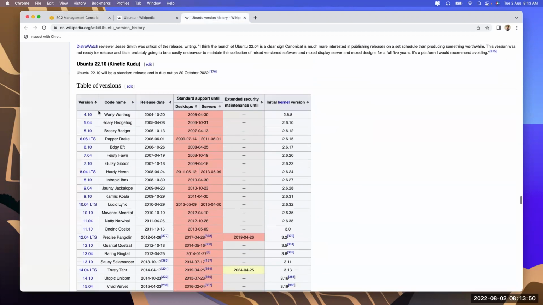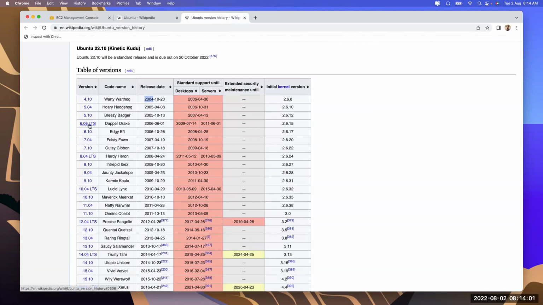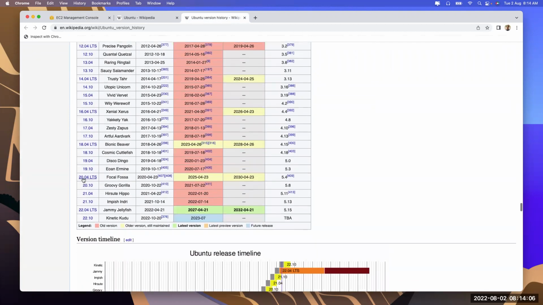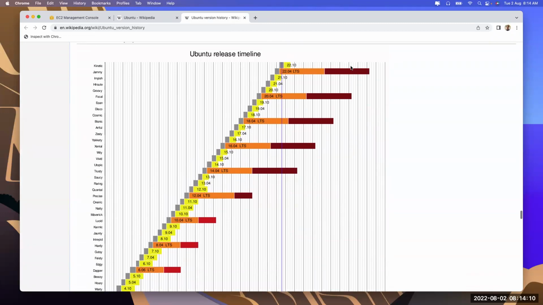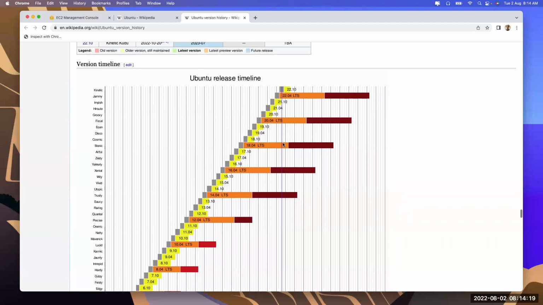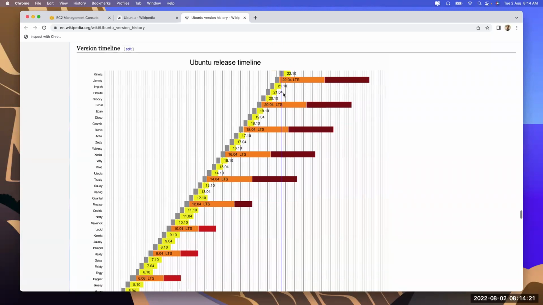Ubuntu started back in 2004, but this LTS thing they have been following since 2006: 6.06, 8.04, 10.04, 12.04, 14, 16, 18, and 20. This, by the way, is what your timeline stands for. Anything which is long will always be an LTS. Orange means normal support, red means extended support. This blue line is where we are at the moment.